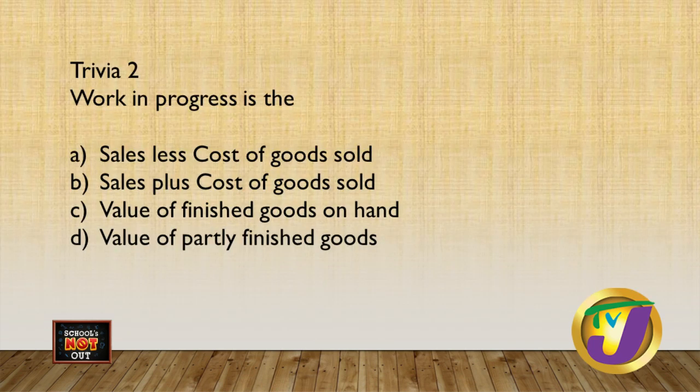Beautiful. Now I have a trivia for you, trivia number 2. Work in progress is the A, sales less cost of goods sold, B, sales plus cost of goods sold, C, value of goods sold on hand, D, value of partly finished goods. Again, the answer is coming up.